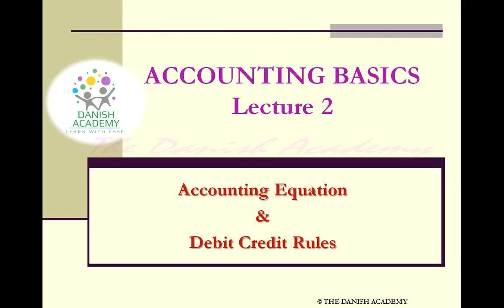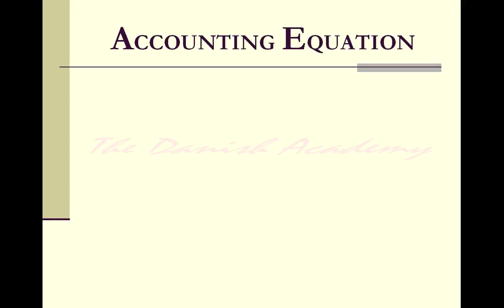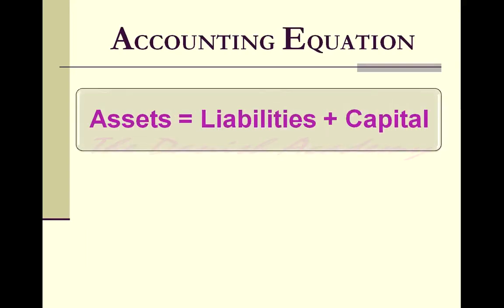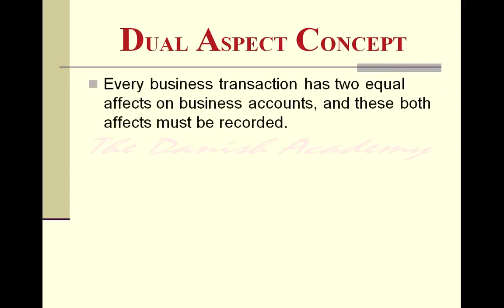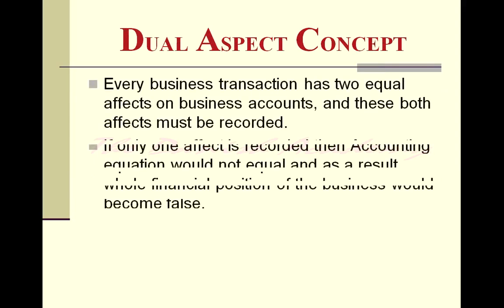In this lecture, I would discuss the accounting equation and debit credit rules. This is the accounting equation, which says that the assets of the business are always equal to the liabilities of the business, including capital provided by the owner. This is actually the formal expression of the dual aspect concept which we have discussed earlier. Here it is for review.